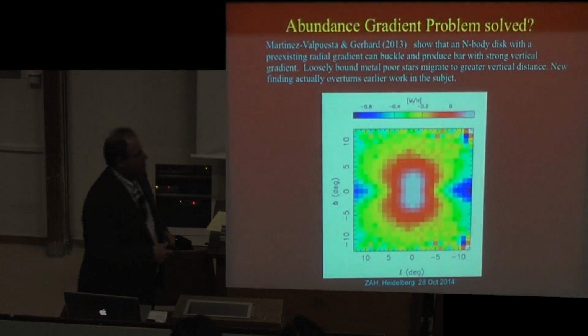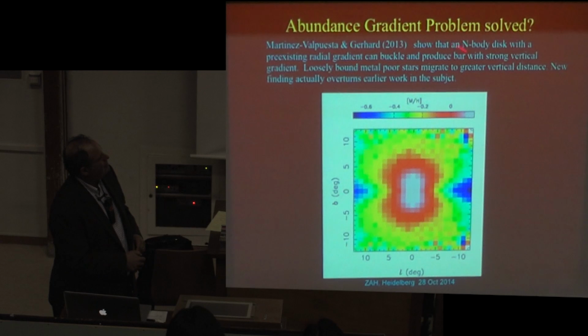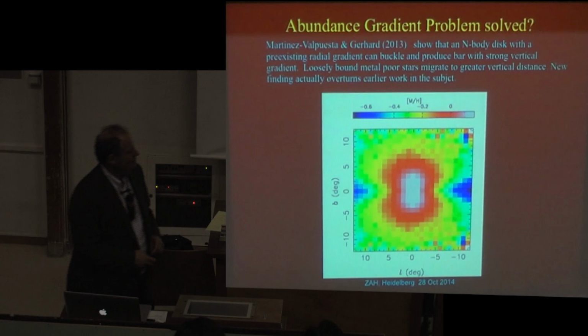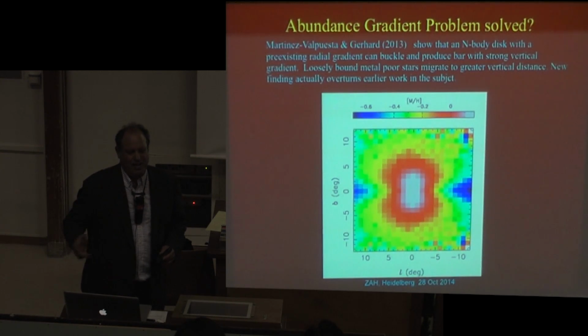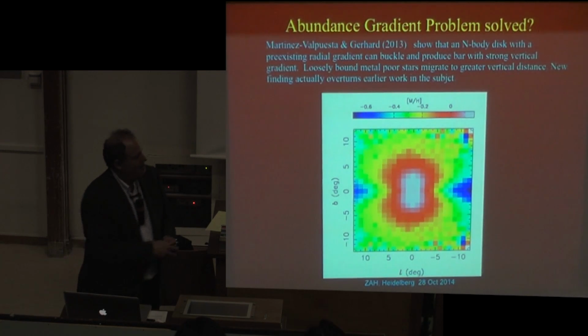There are N-body models that try to begin with a disk that has an existing abundance gradient. This is a nice piece of work by Martinez-Valpuesta and Gerhard, which seems to produce rather well what is observed in the bulge. And it's roughly right in terms of the magnitude of the gradient. Where there isn't a gradient and where there is, the model begins with a disk that has a radial abundance gradient, and you get this interesting result.